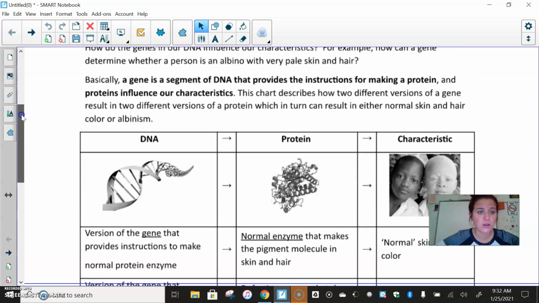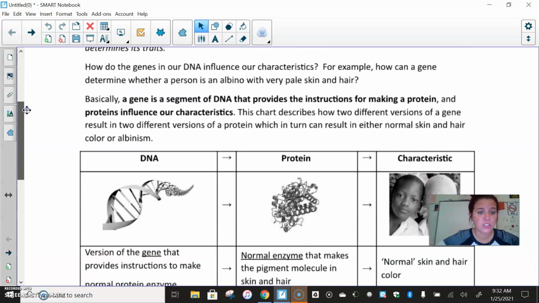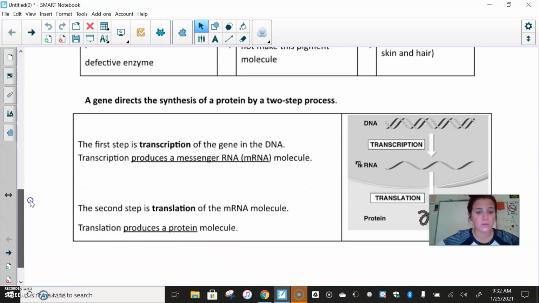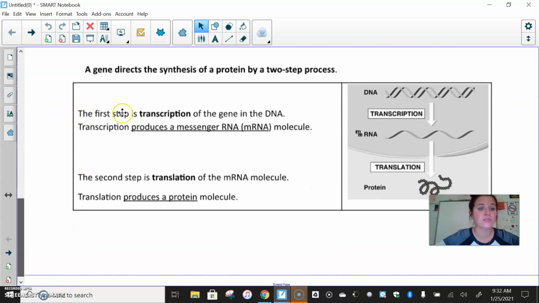So here we did go over this in class. That is on the class recording. Just a brief reading over what we've talked about so far, and a brief overview as to what transcription is and what translation is.